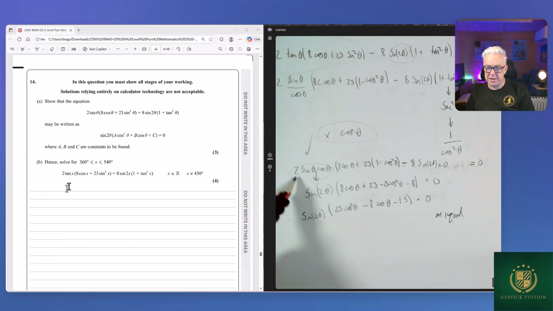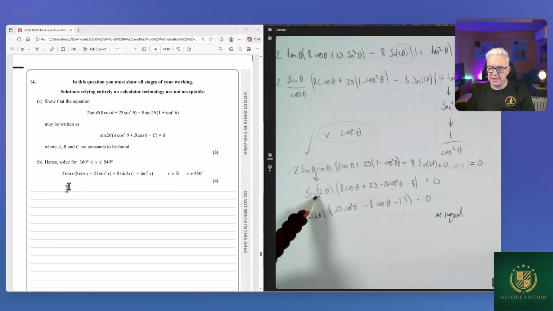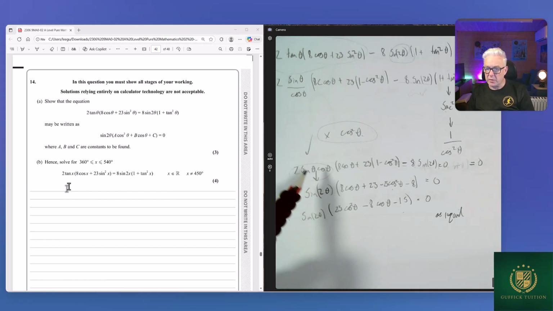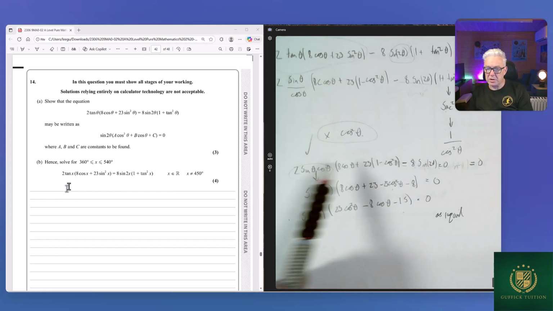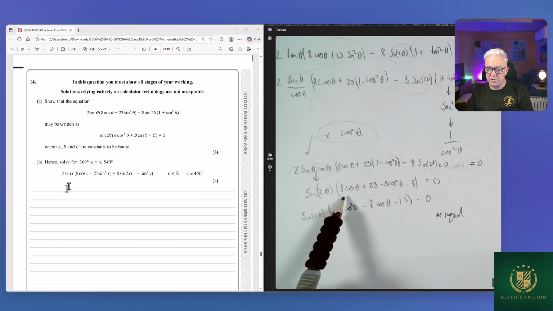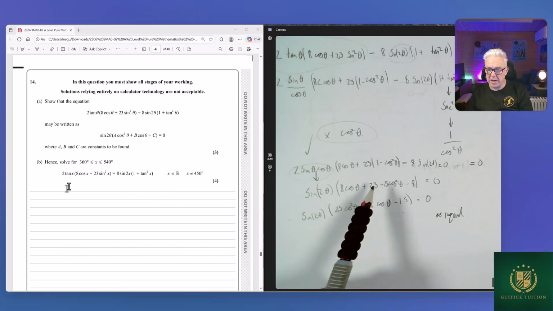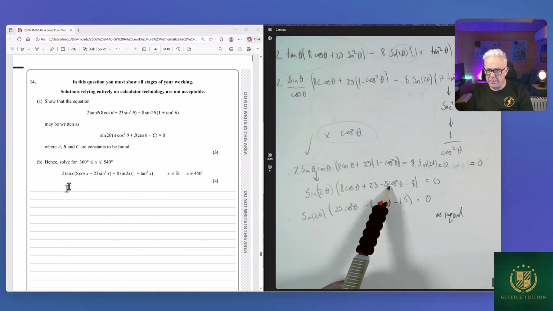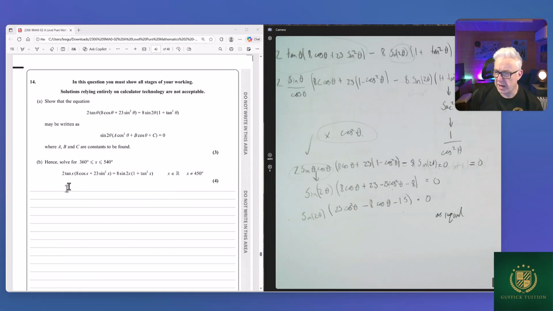And that got us to this stage here now, where we can write the 2 sine theta cos theta as sine 2 theta, which means that we can take sine 2 theta out of the whole thing, leaving us with 8 cos theta add 23 minus 23 cos squared theta minus 8. So we're starting to look good now.